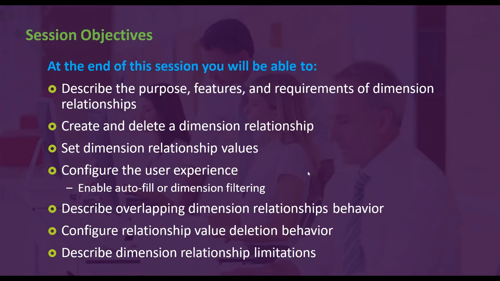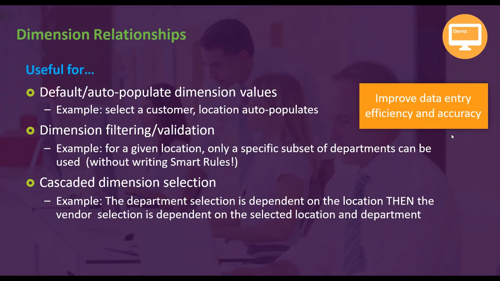After we make that dimension relationship, we're going to set some values, and we're going to talk about configuring the user experience, for instance, to have it autofill with a value for us automatically. Then we'll talk about the possibility of what they refer to as overlapping dimension relationships. And when we bring that up on the screen, that'll make a little bit more sense to you. And then lastly, we'll talk about what the limitations are of using Intacct's dimension relationships.